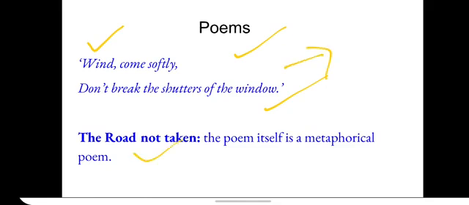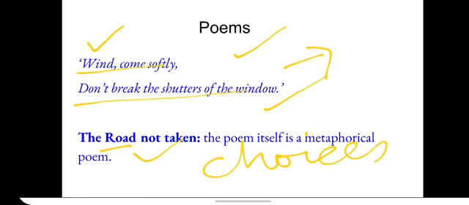So in Road Not Taken, the road is directly compared to the choices that we make, and wind is directly compared to the difficulty that we face in our life. So if you have given careful attention while we read the poem, you will definitely understand what I mean here.